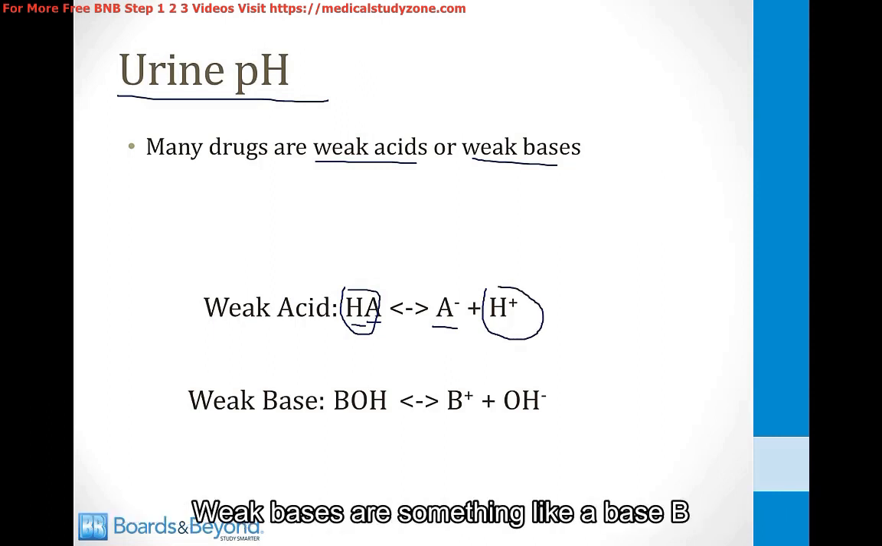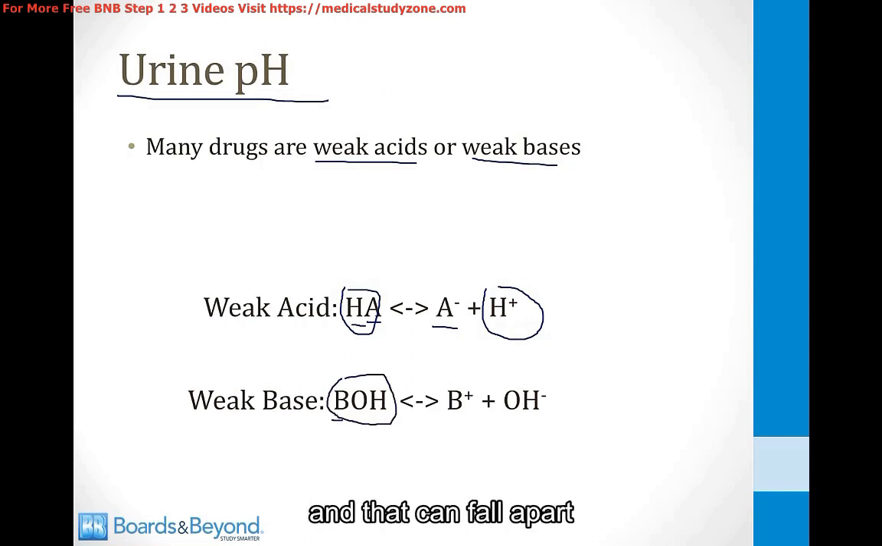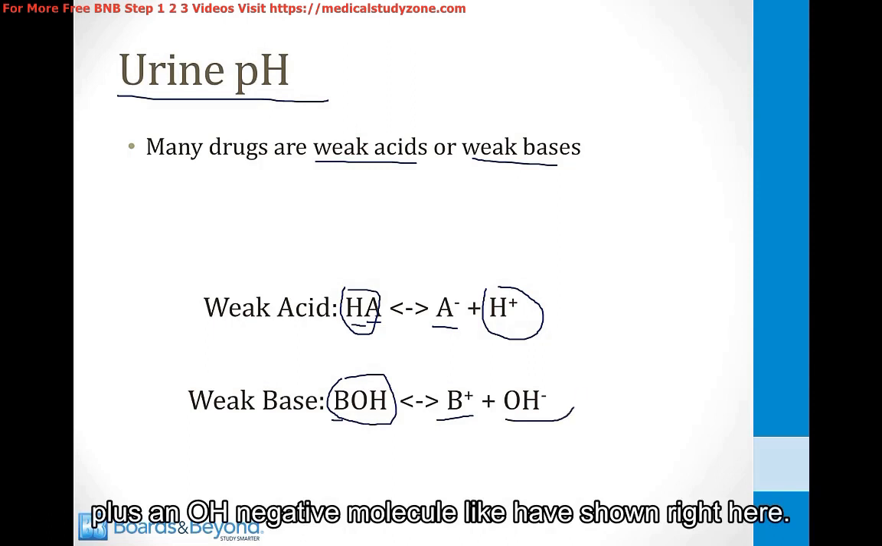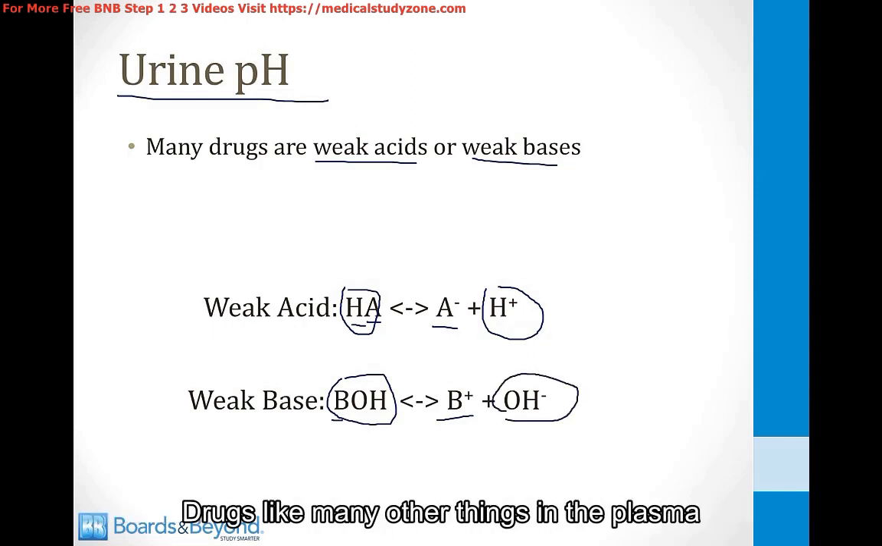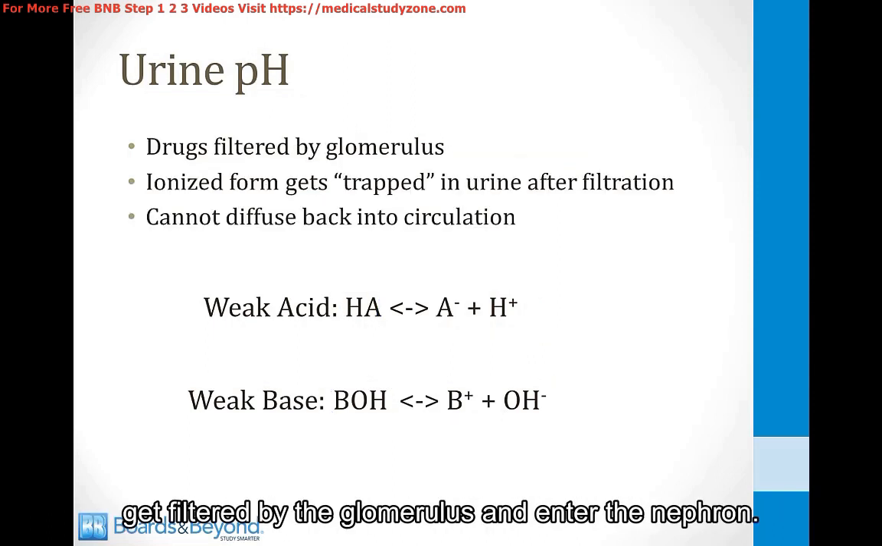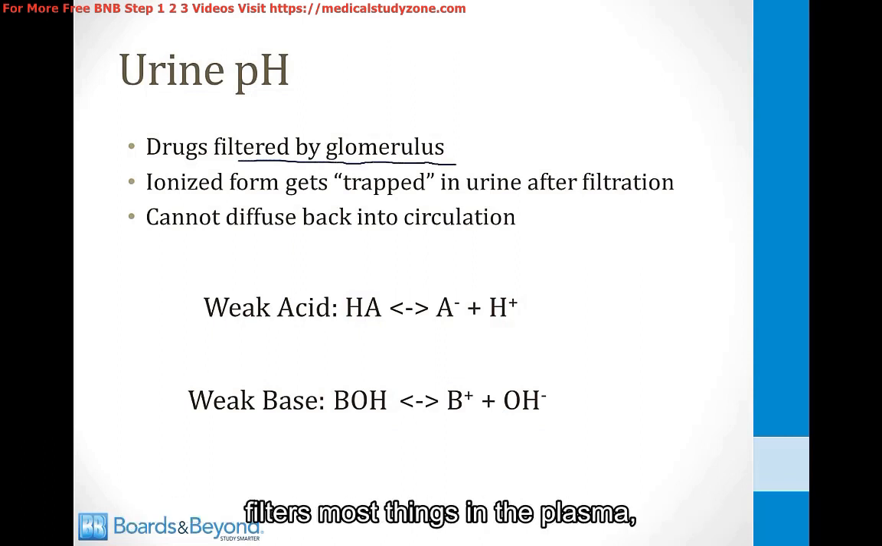Weak bases are something like a base B connected to an OH molecule, and that can fall apart and become a positively charged base plus an OH negative molecule, like I've shown right here. Drugs, like many other things in the plasma, get filtered by the glomerulus and enter the nephron. Recall that the glomerulus filters most things in the plasma, and then it reabsorbs the things that the body wants to hold on to.